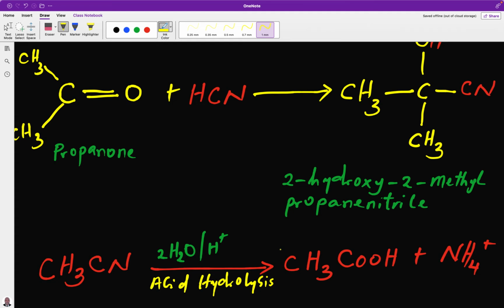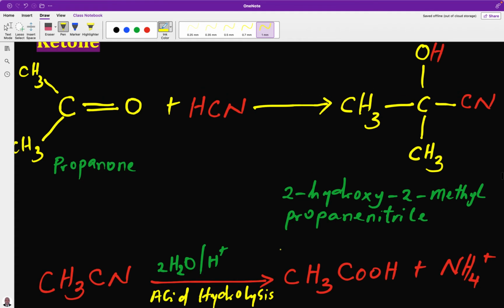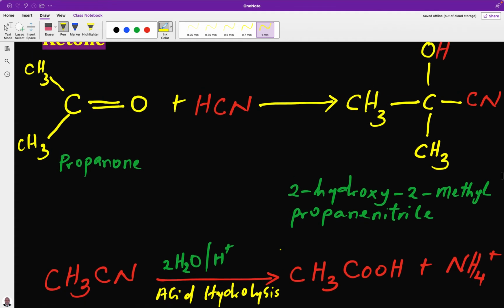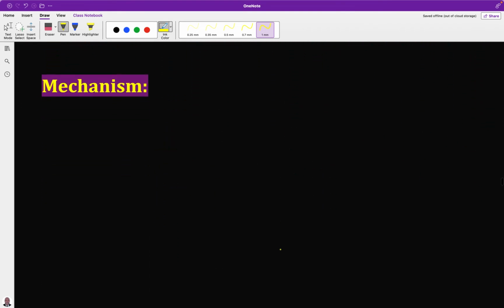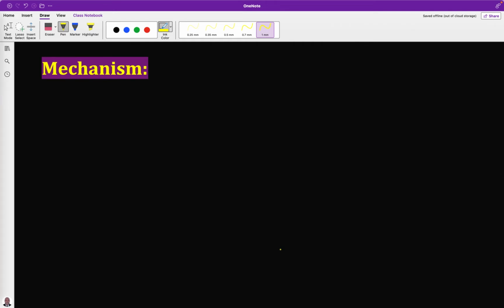nucleophilic addition reaction of this cyanide ion to the ketone. The reaction above, I want to give you how the mechanism takes place. Let's go to the mechanism. Okay, in the mechanism here, I said that the cyanide ion is generated by hydrogen cyanide. So step number one in this mechanism, step one.